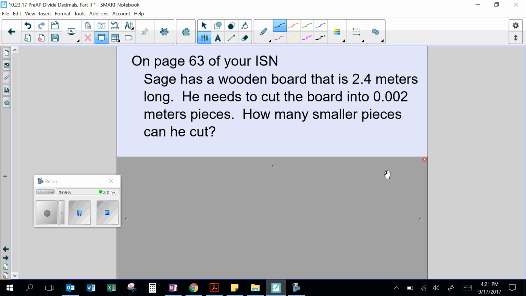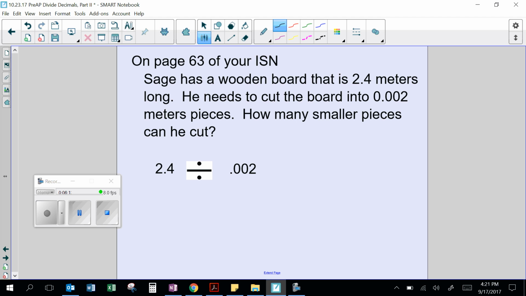So on page 63 of your ISN, Sage has a wooden board that is 2 4/10 meters long. He needs to cut the board into 2,000 meter pieces. How many smaller pieces can he cut? So this is a division problem because you're finding how many groups of 2,000s go into 2 4/10.